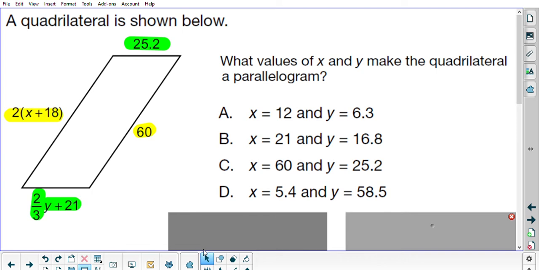Are you getting the hint? You're going to set up 2 equations. Hopefully that was the hint that you needed. Hit pause if you didn't already finish this. Then hit play when you're ready to see how you did.